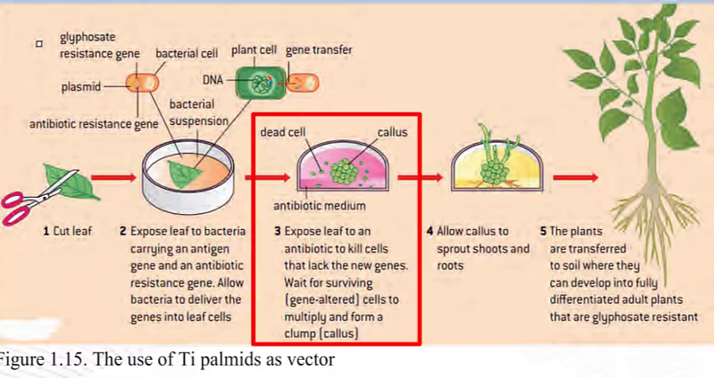Then expose the leaf to an antibiotic to kill cells that lack the new genes. Wait for surviving cells to multiply and form a clump or callus.